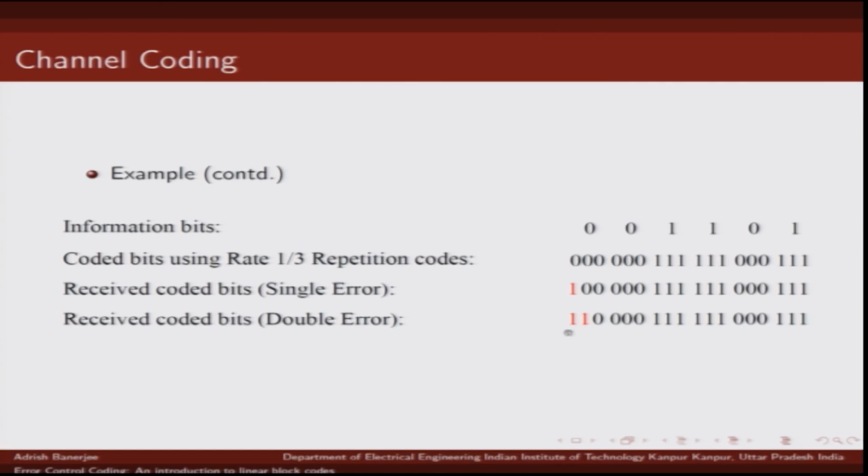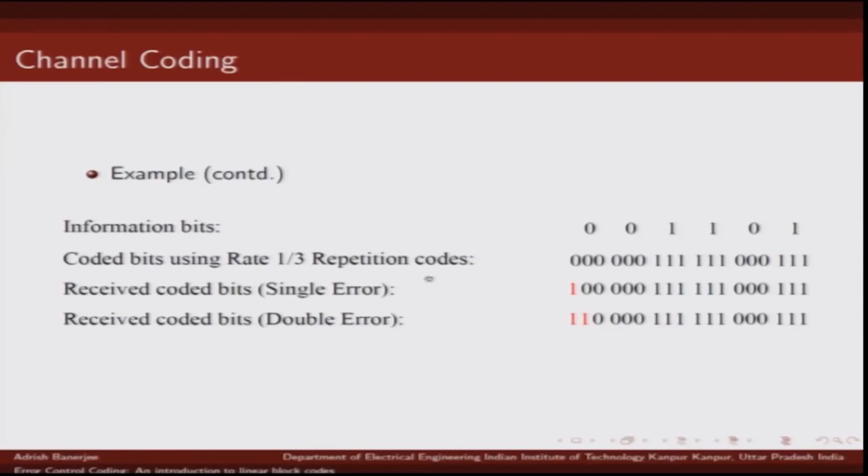Why? Because either this should have been 0 0 0 or 1 1 1, but we received 1 1 0. So, using the rate 1/3 repetition code, we are able to detect double errors as well, which we were not able to detect using the rate 1/2 repetition code.